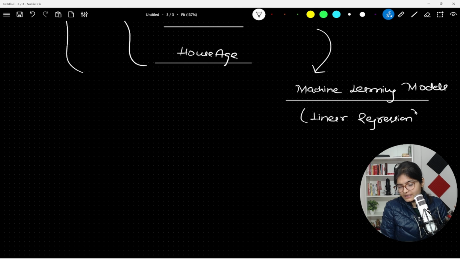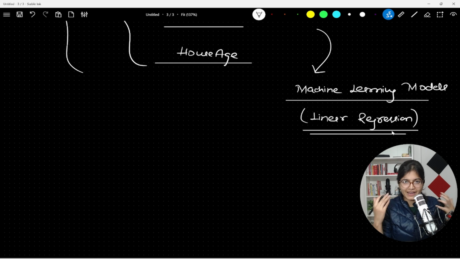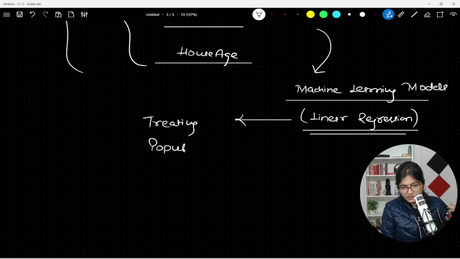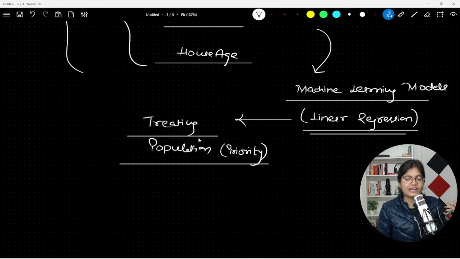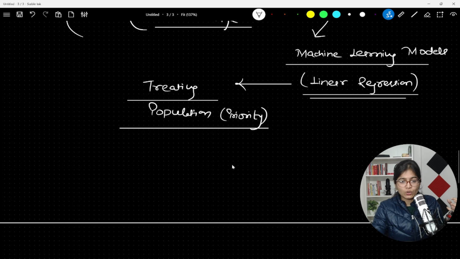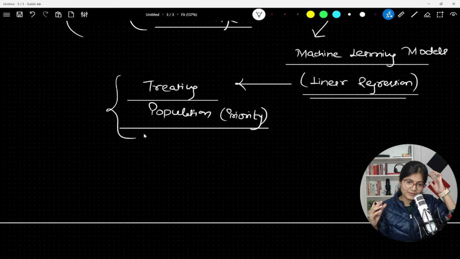So what happens is that our model will get biased towards treating the population feature as a priority. It will give more priority towards population values because the numbers are very big. So it will automatically infer that population has a very big range of numbers, and that this feature might have utmost priority compared to other features. But that is not true.